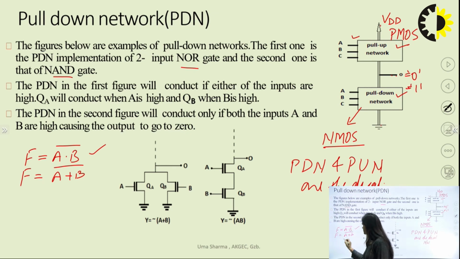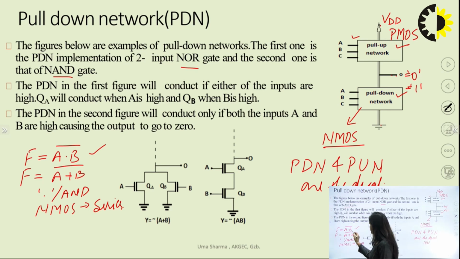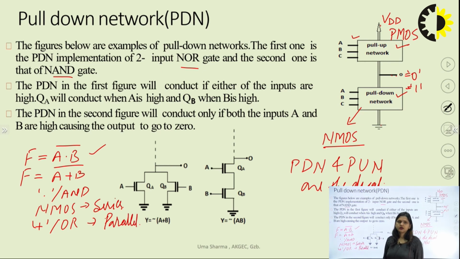The rules are like this: to implement the dot operator, or the AND operation, in PDN, NMOS will be connected in series. Whereas to implement the OR function, the NMOS will be connected in parallel. Like for the first expression, let's say this is equation 1. For this equation 1, we can now implement PDN and then we will see how we can implement PUN. So let's have a look.